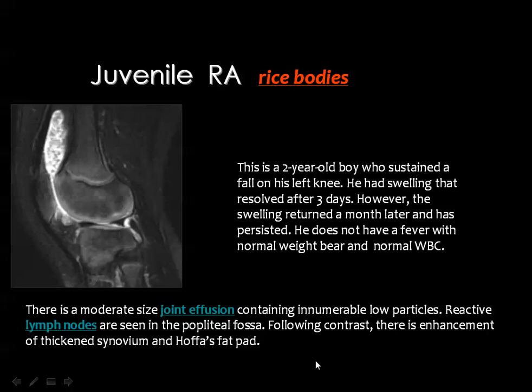One of the pathognomonic features of rheumatoid arthritis is the presence of what's known as rice bodies. And these rice bodies are minute low signal lesions within the affected joint, surrounded by joint effusion and the synovial hypertrophy.